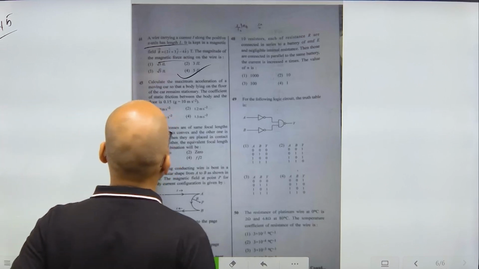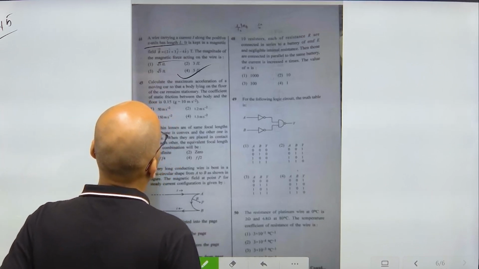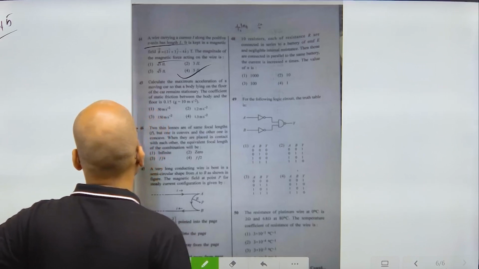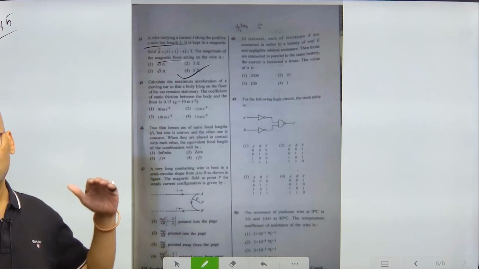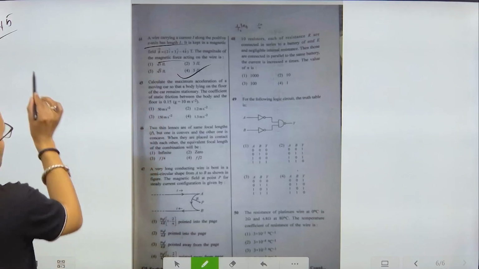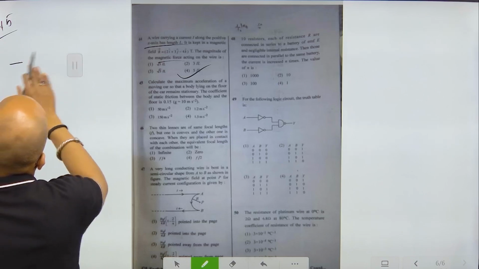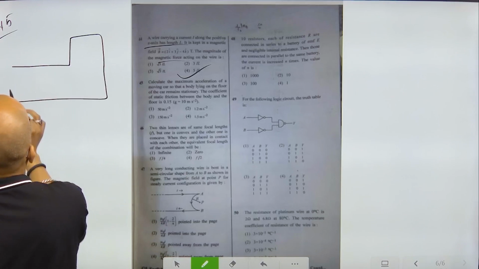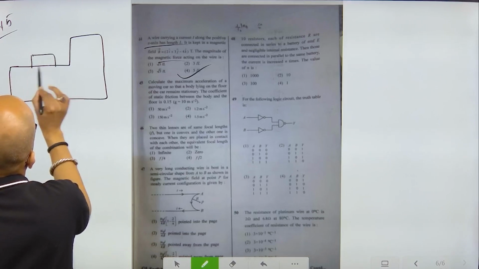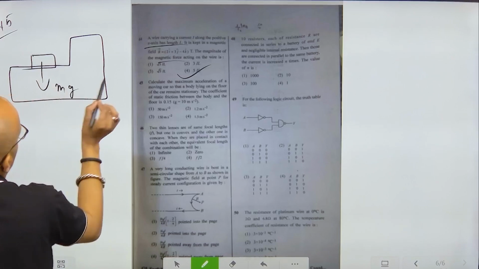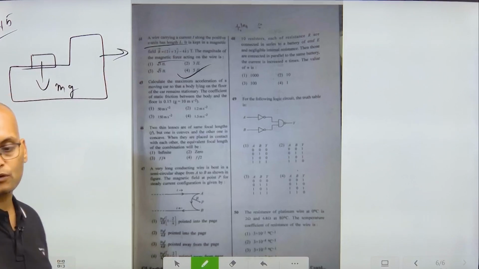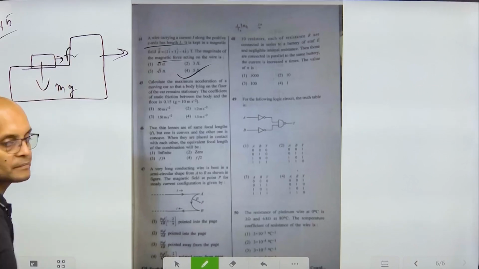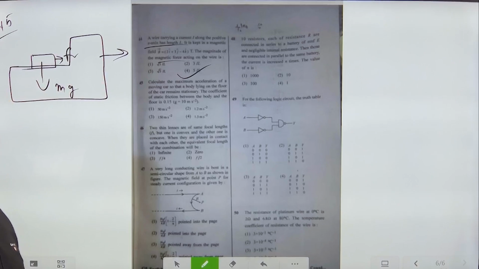Calculate the maximum acceleration of a moving car so that a body lying on the floor of the car remains stationary. Static friction. Okay. So there is a car. We did it like we have done questions on truck. Here it is saying car, you assume truck. There is a body lying here, so mg is acting in the downward direction. This is moving. If this is moving, that's how frictional force will be there. Right or wrong?